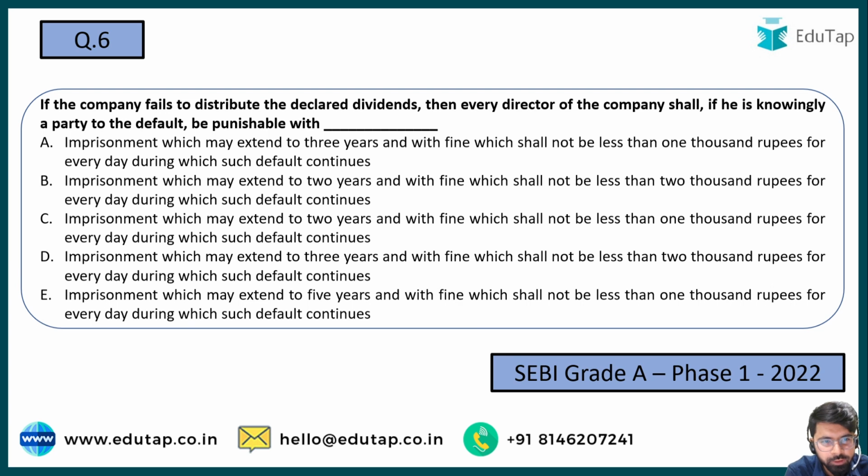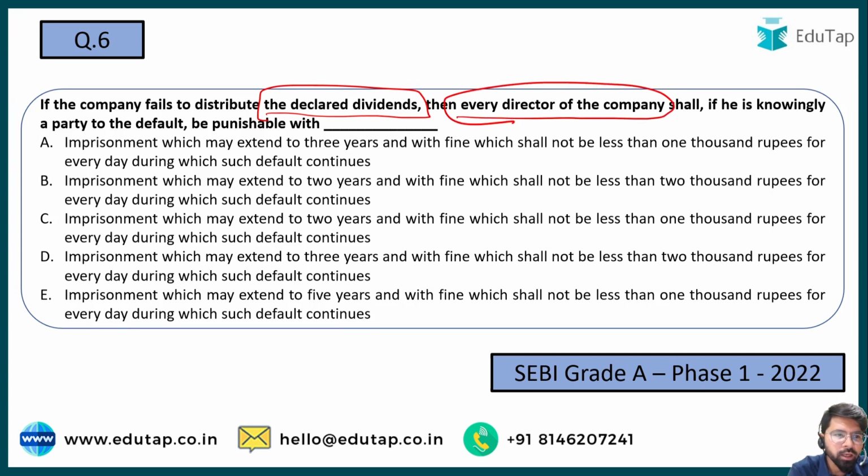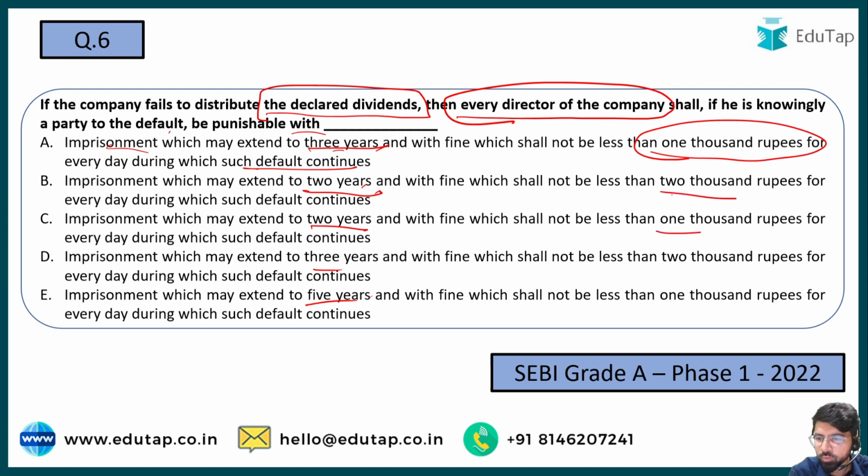If the company fails to distribute the declared dividend, then every director of the company shall, if he is knowingly a party to the default, be punishable with imprisonment. So imprisonment is a common term here, and the tenure in the options is varying. Imprisonment may extend to 3 years and with fine which shall not be less than 1000 rupees for every day during which such default continues. The keywords you have to note down here are the imprisonment given to a director, is it 2 years, 3 years or 5 years, and the fine, is it 1000 or 2000. Those are the two elements that have been changed here.